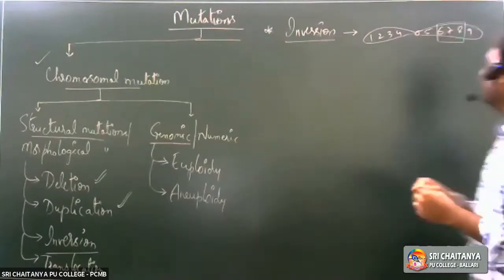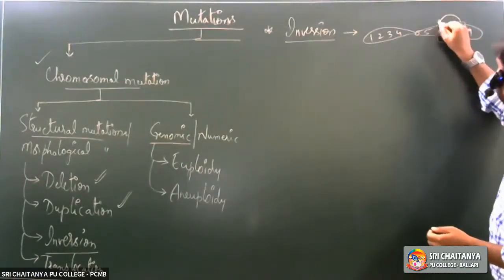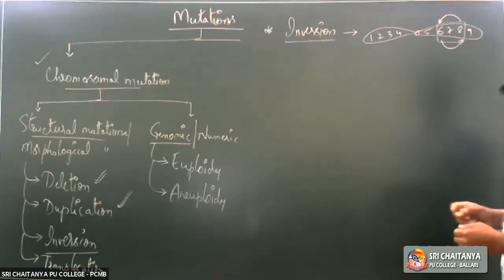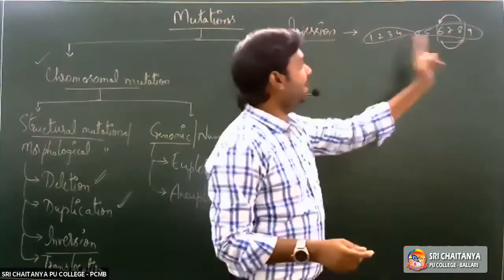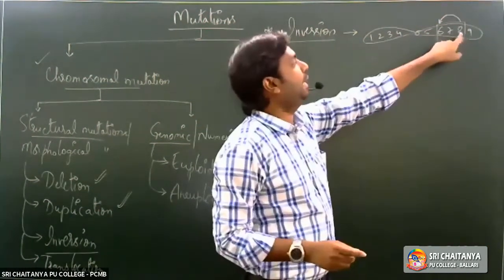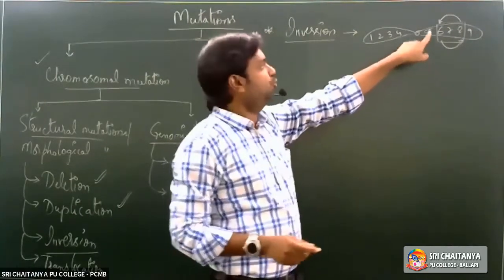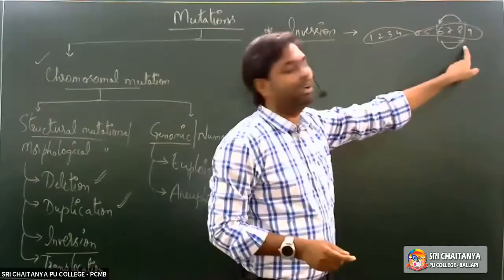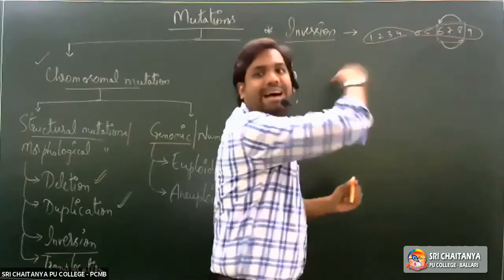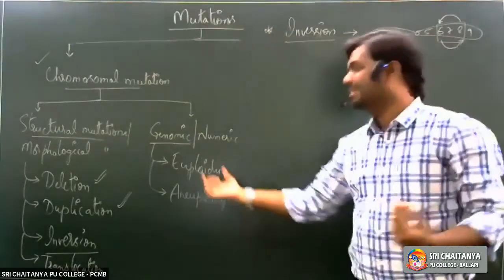So what does that mean? The gene which is present here would be flipped to this side. Similarly, the gene that is present here would be flipped to this particular side. So what exactly is happening? There is a 180 degree flipping of the genes. So gene number 8 will come to the position where gene number 6 is present. Similarly, gene number 6 will go to the position where gene number 8 is present. So the positions are getting inverted.